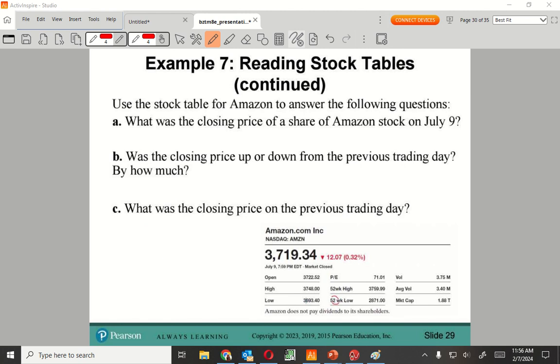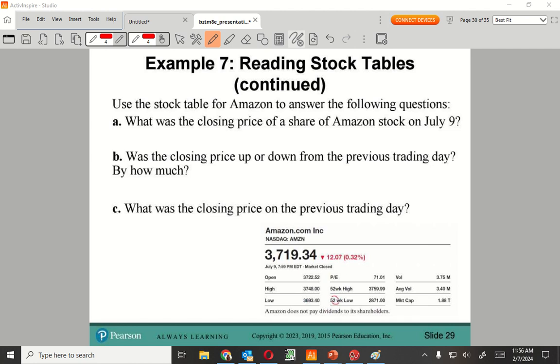I don't know why all my notes are already filled in. Okay, use a stock table for Amazon to answer the following questions. You guys have the stock table there. You're not trying to do homework right now because that would just make me mad, because this is a whole lot of stuff you have to know right now. If you're not paying attention, you know what? Poo on you. Booyah! Pay attention.